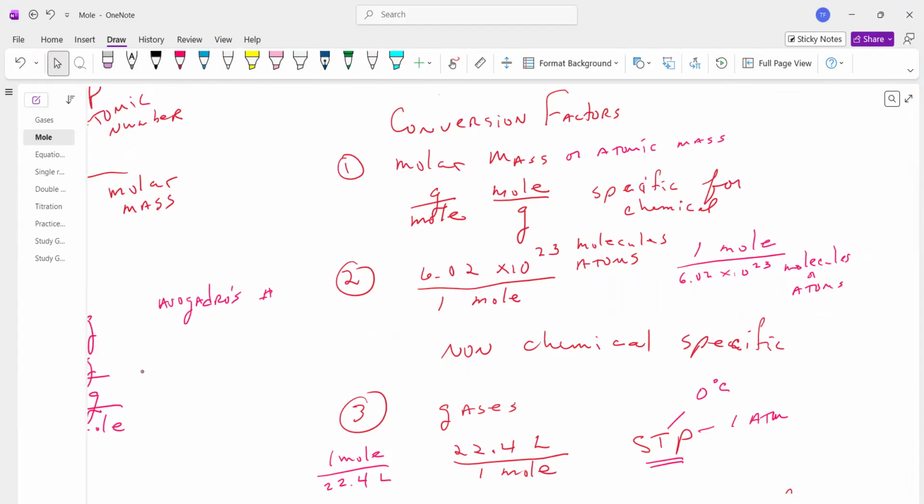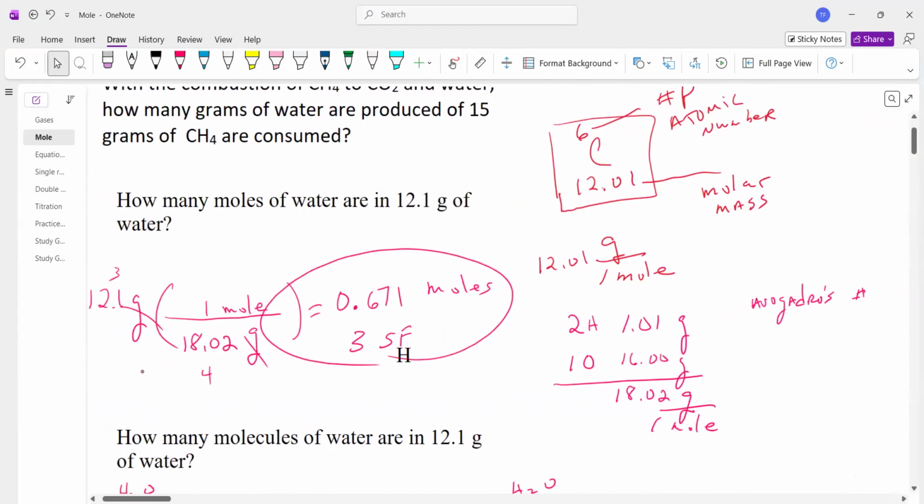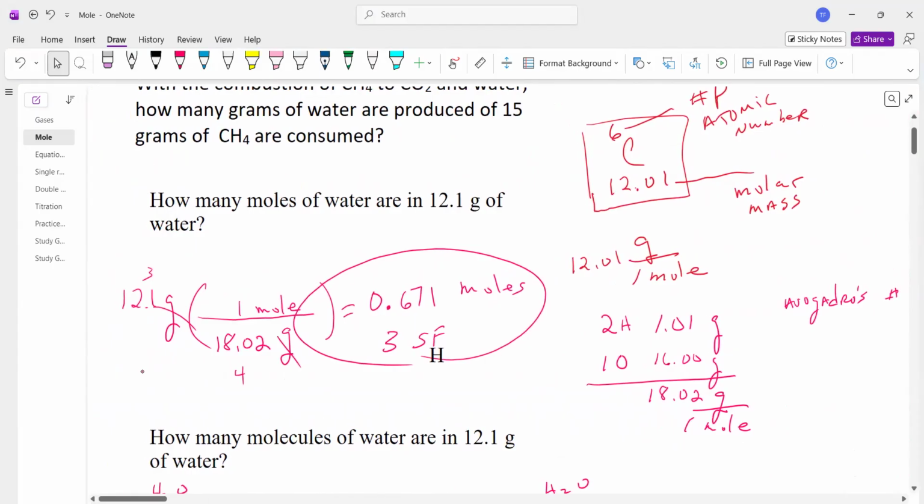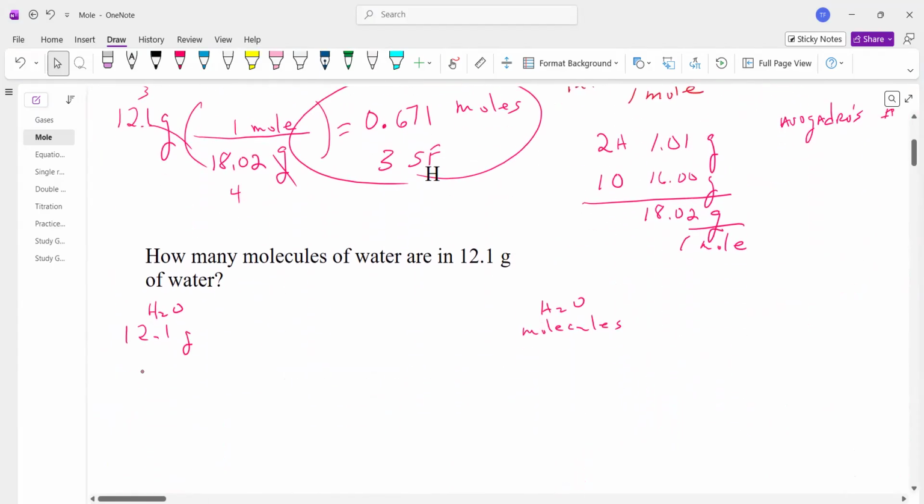So if you can get it to moles, then from moles you can go all these different places. Think of it like a spoke on a bicycle. The axle is going to be moles. So you have one way to get to moles, and from moles you can go anywhere you want. Okay, so step one is moles. And we've already done that. Right here.